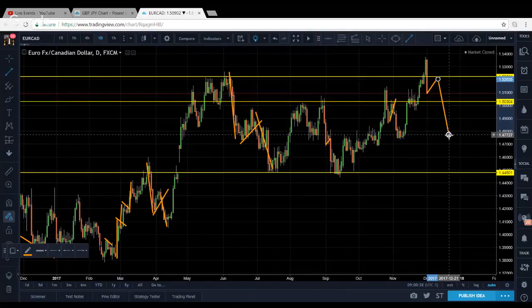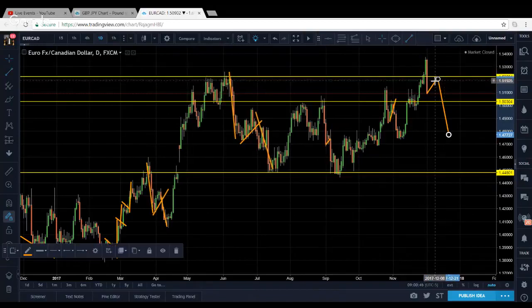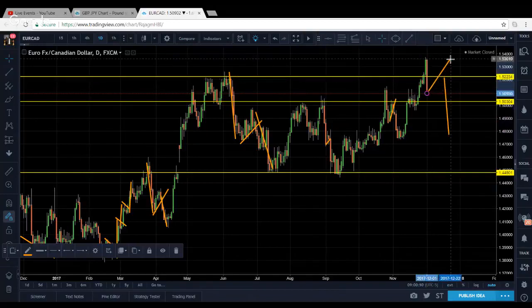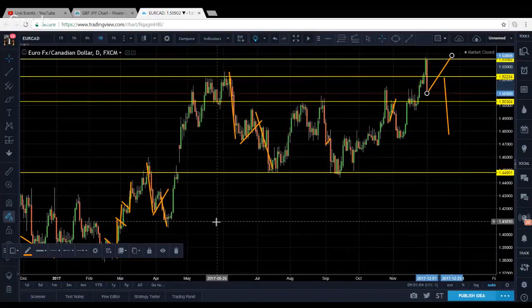Now, for those who are asking, well, how do you know the flag is still valid, right? What if it keeps pulling back, pulling back? A flag is invalid once the flag surpasses the pole. So this being the pole, the first impulsive move, if price breaks above that high, then the flag is invalid, right? So same thing over here for this uptrend, right?